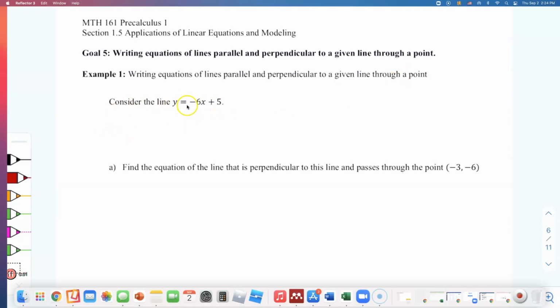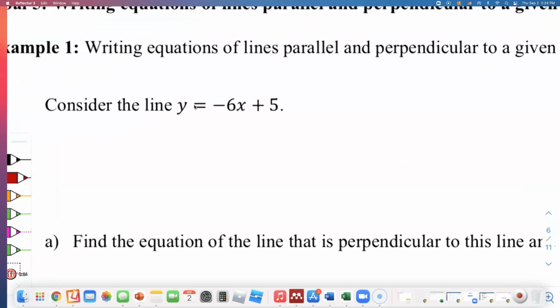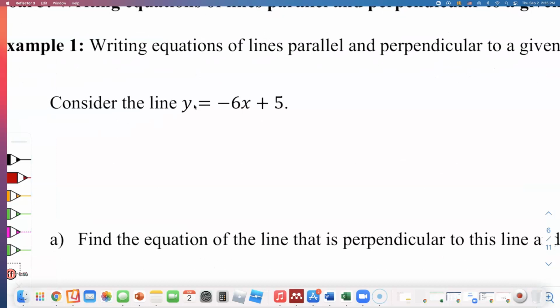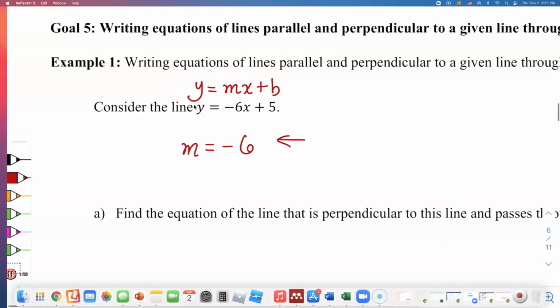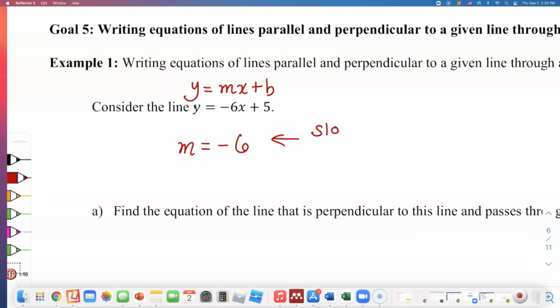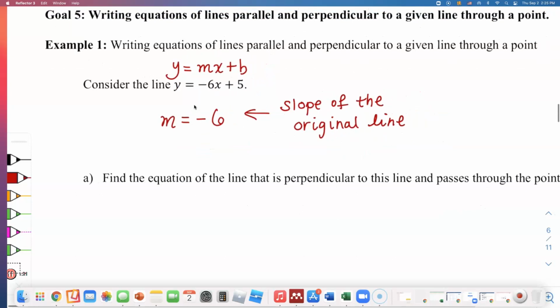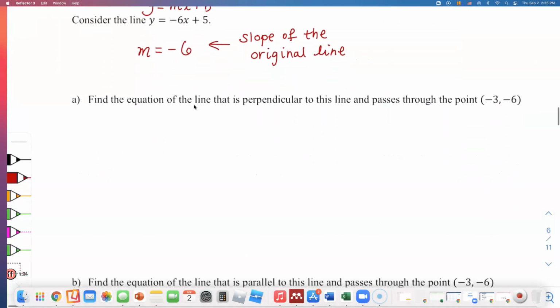Consider the line y equals negative 6x plus 5. Look, this is in slope-intercept form. Because this is already in y equals mx plus b form, we can tell that the slope is negative 6. Okay? So, slope of the original line is negative 6.